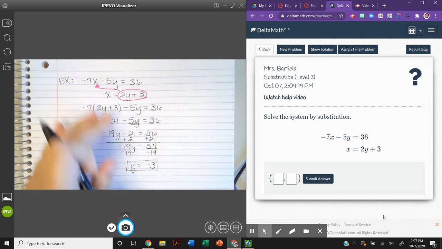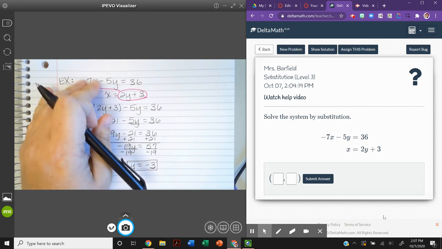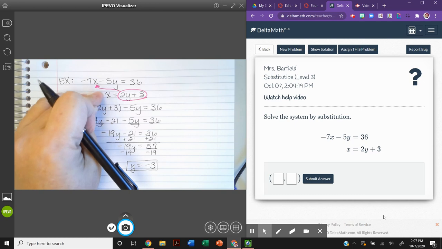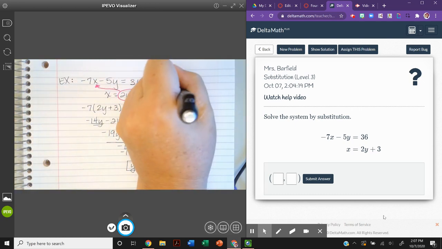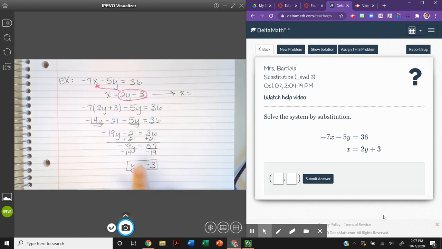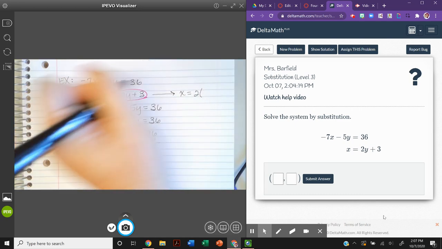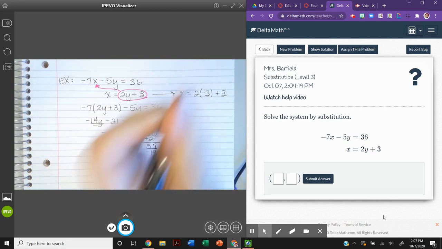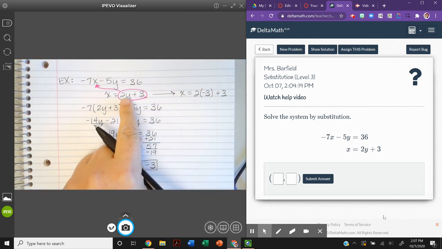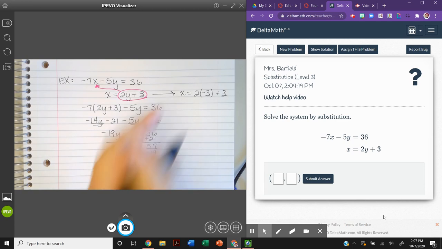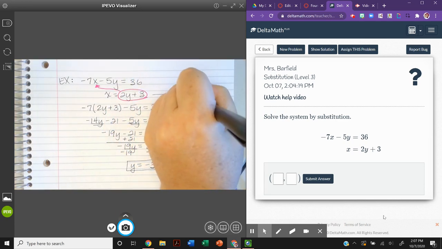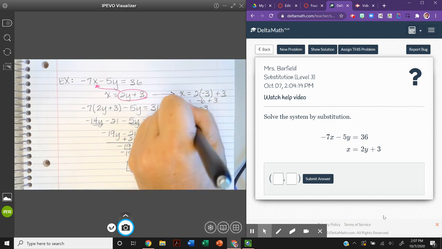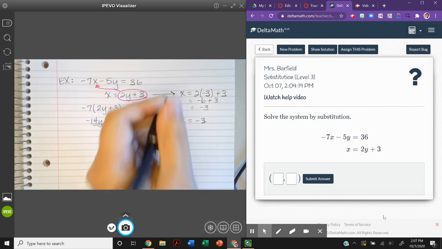I'm going to plug that into one of the two equations, and it doesn't matter. I'm going to plug it into the second equation because that's actually easier for me. So I get x equals 2 times negative 3 plus 3, because I replaced the y with negative 3. That means I get negative 6 plus 3, so that equals negative 3. So x equals negative 3.